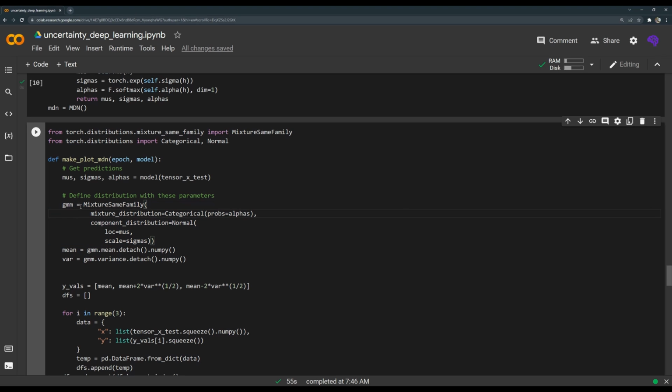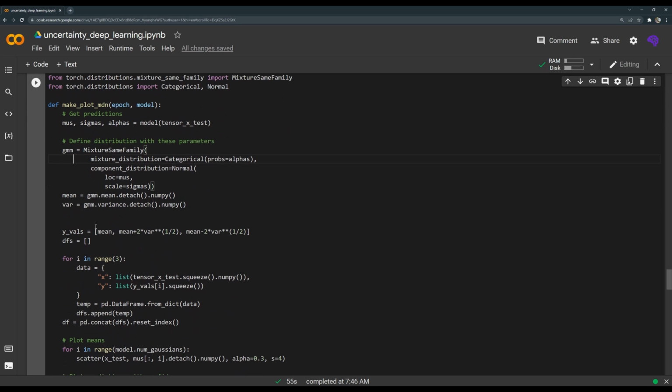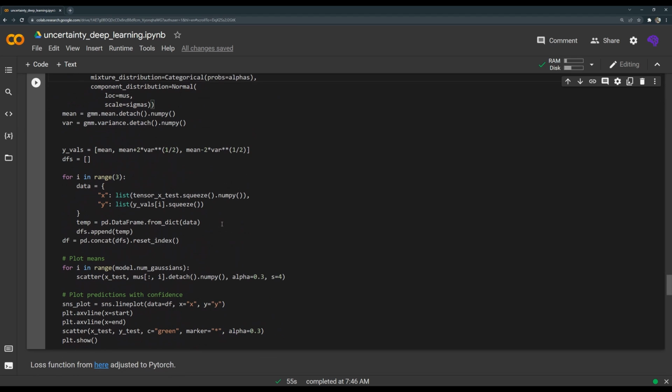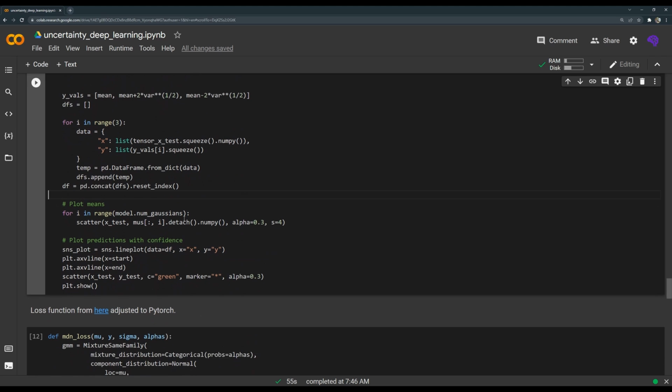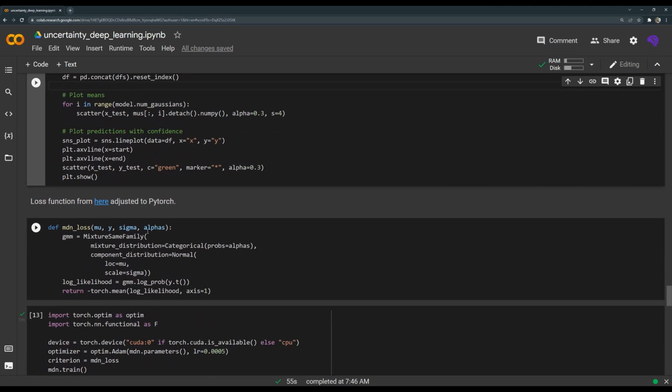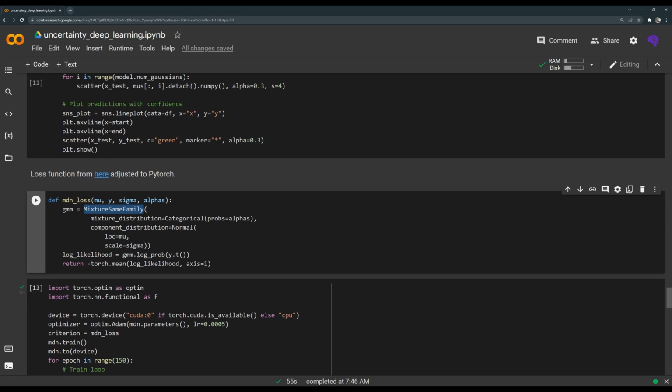On this mixture distribution, you can access the mean and variance and use them to plot the confidence intervals. In addition to that, I also plot the means of the individual distributions. We will see this in a second. And the loss function eventually is exactly that. We define this mixture and use a function called log_prob, which gives us the log likelihood of observing specific y values. Then we can just take the mean of all of the likelihoods from these y values and use that as a loss function for a specific batch.